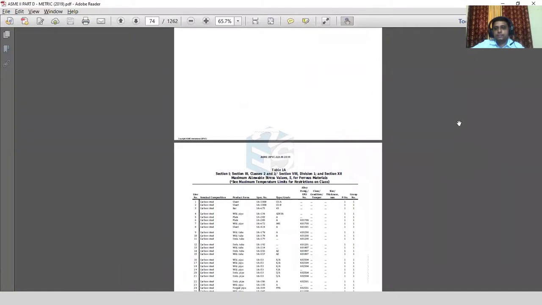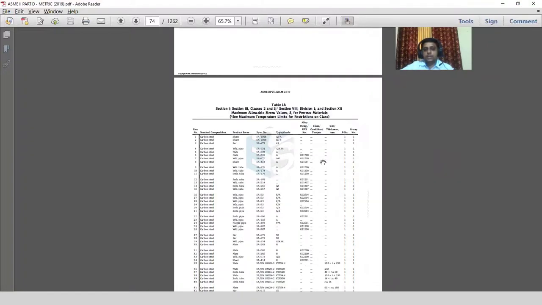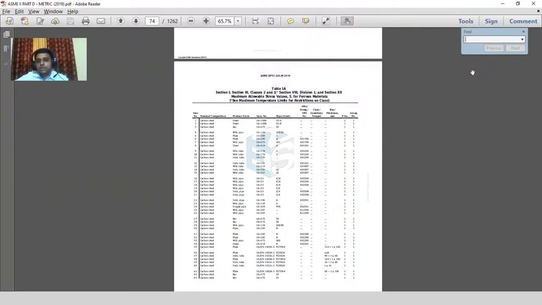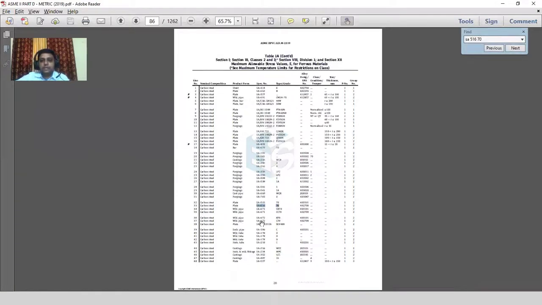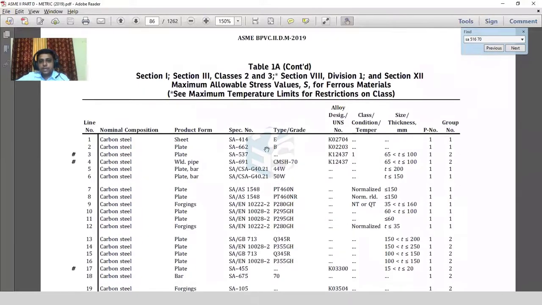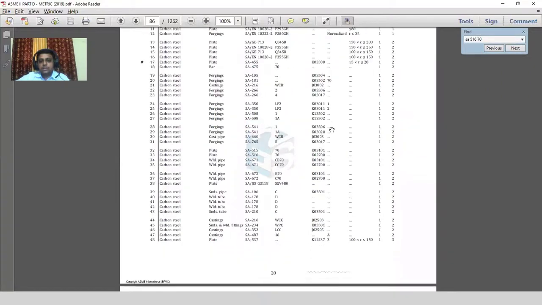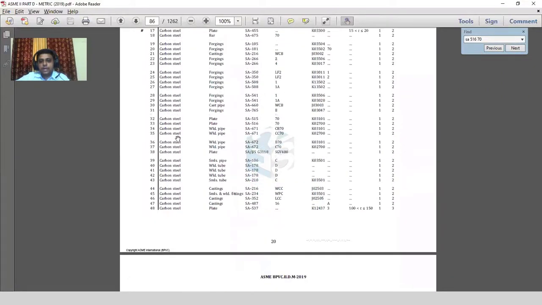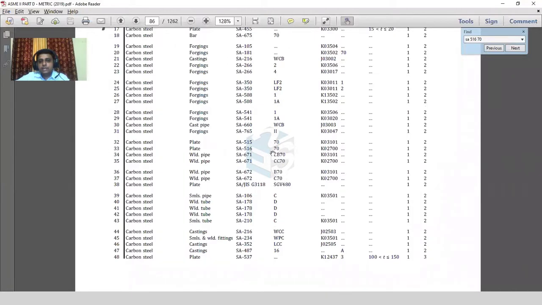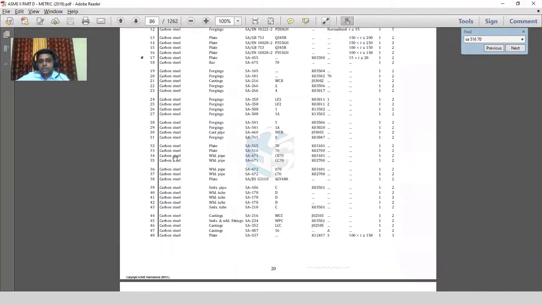Right? So now we'll search for SA516 grade 70. SA516 grade 70 is the value we are looking for. Line number is 33. We are in Table 1A. Why have we come here? To find out what the applicable external pressure chart is. So this is 33.